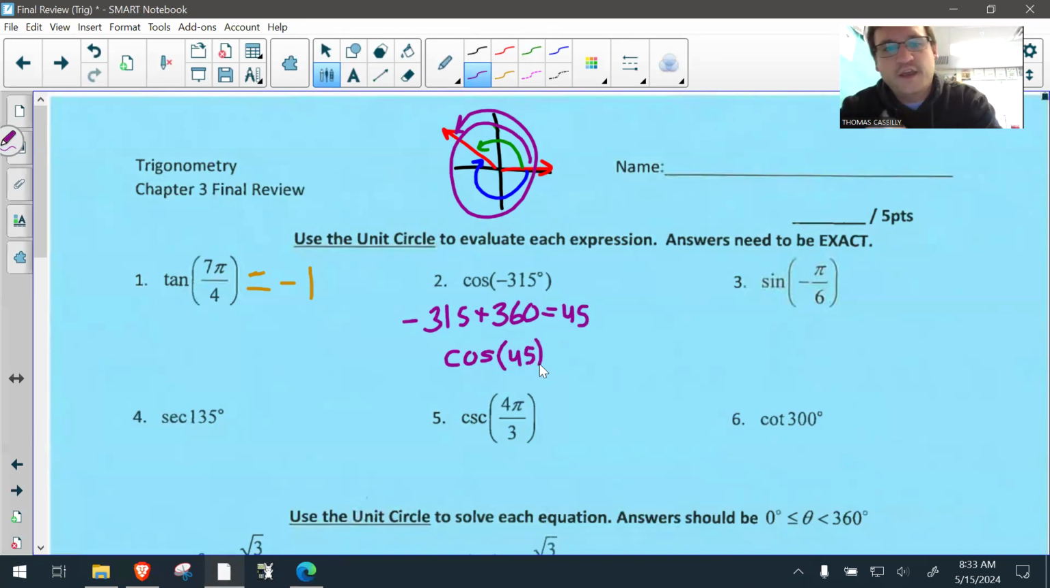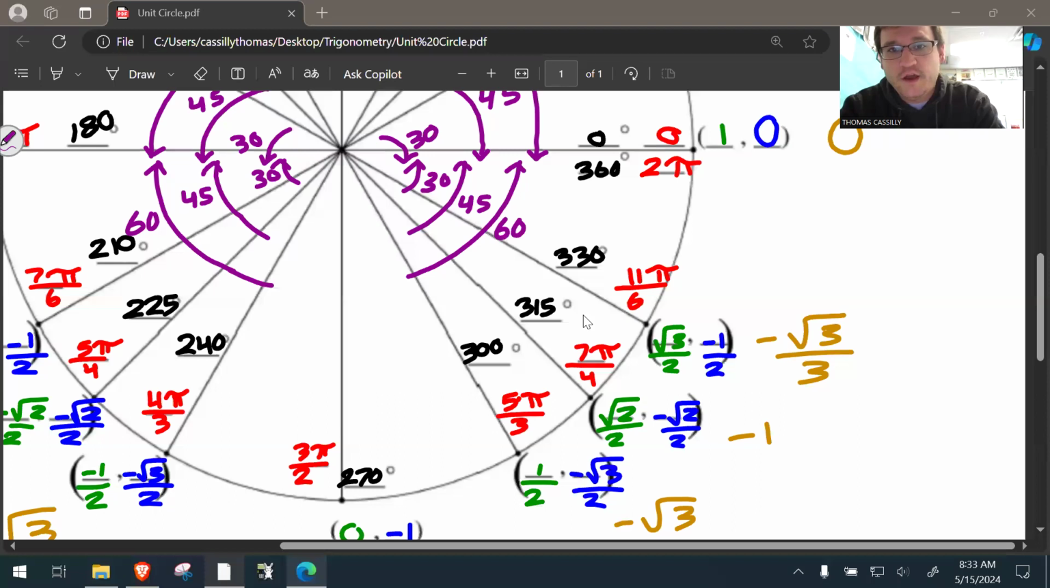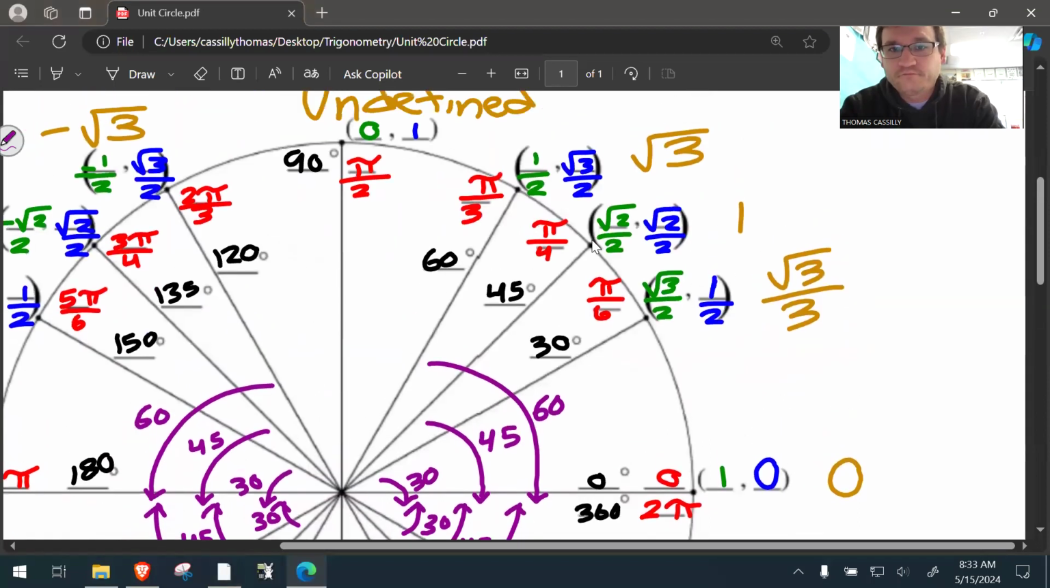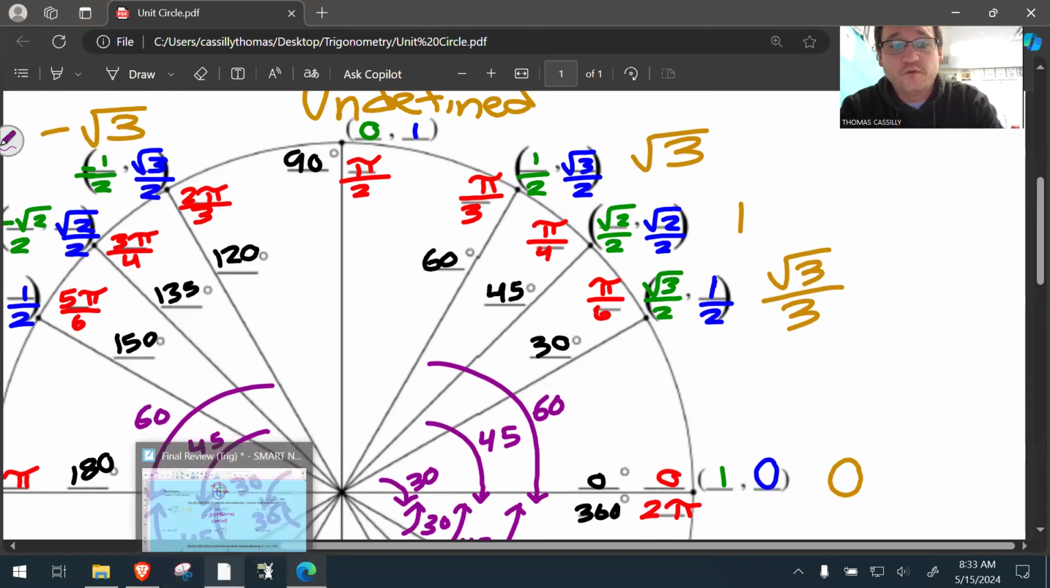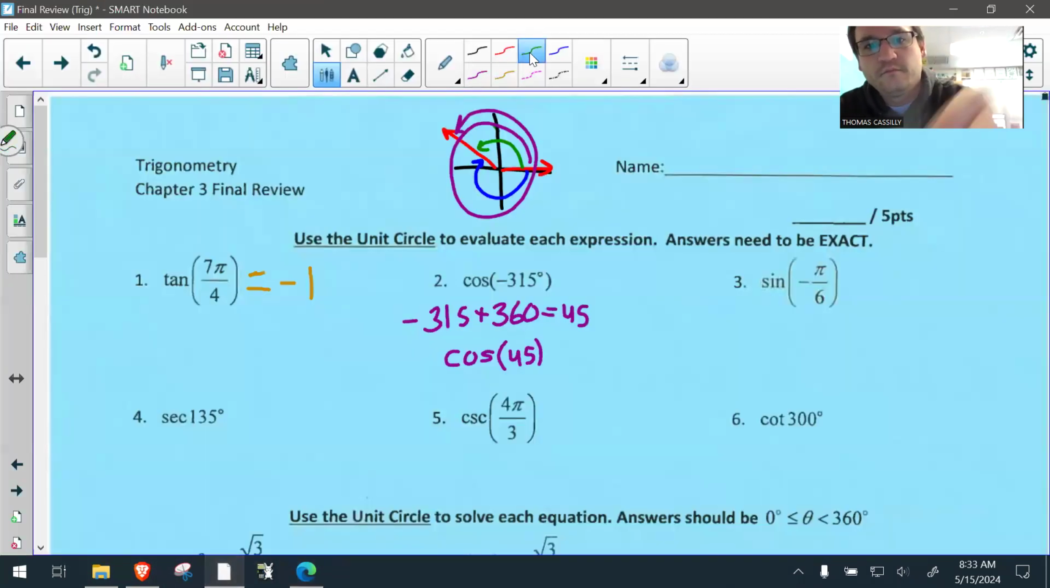So really we need to find the cosine of 45 degrees on our unit circle. And again, if you have that one memorized, great. If not, find 45 degrees. Cosine is the x value on this one, so that is the square root of 2 over 2.